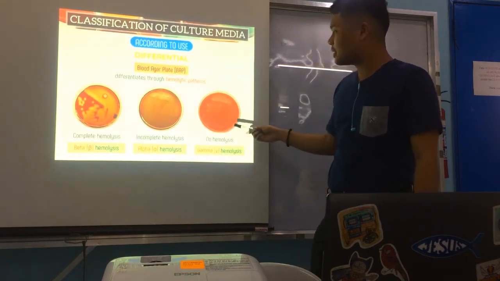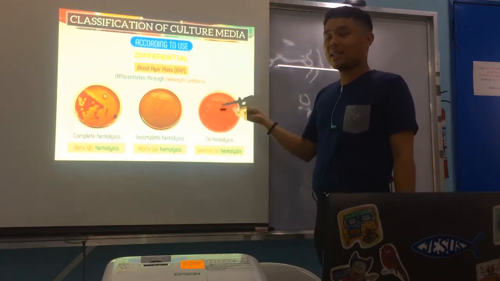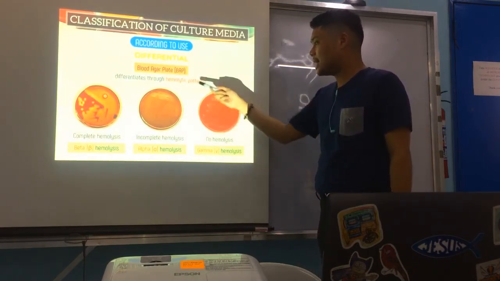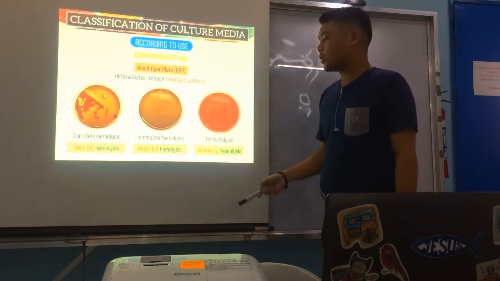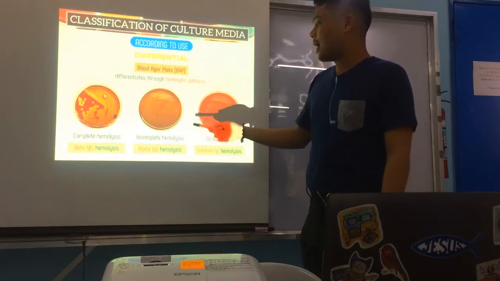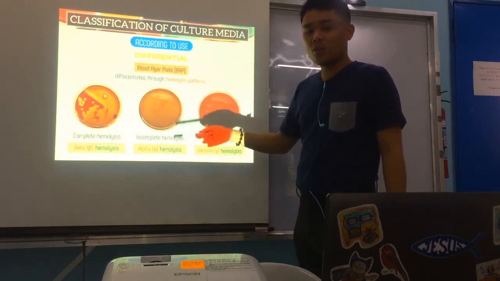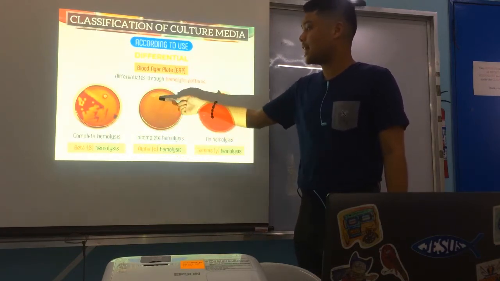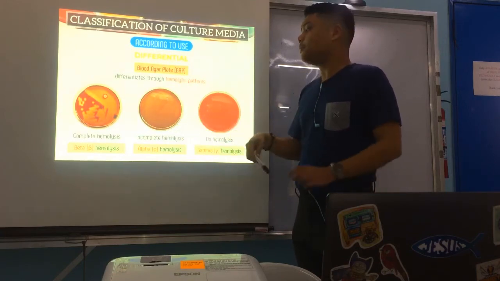And of course, gamma hemolysis, the medium stays as it is, color red, without any clearing or greenish discoloration. You have gamma hemolysis, usually other strep. Alpha hemolysis guys, how do you know it is alpha hemolysis? Greenish discoloration. Okay?